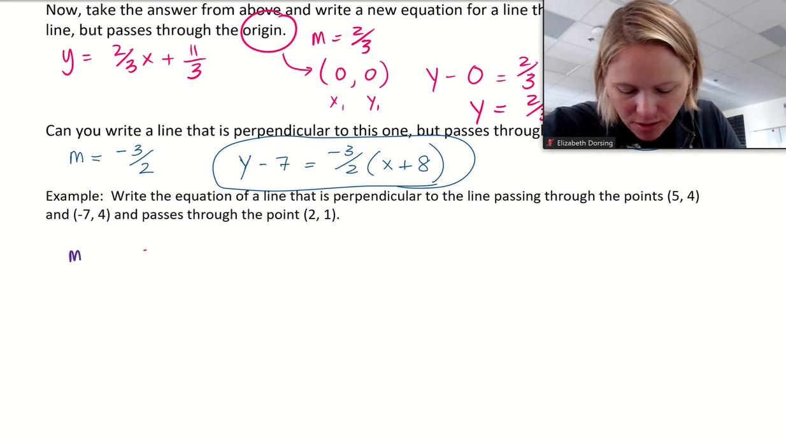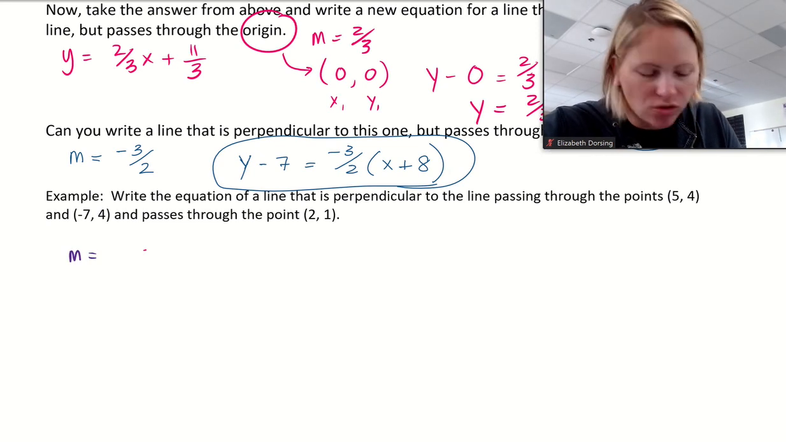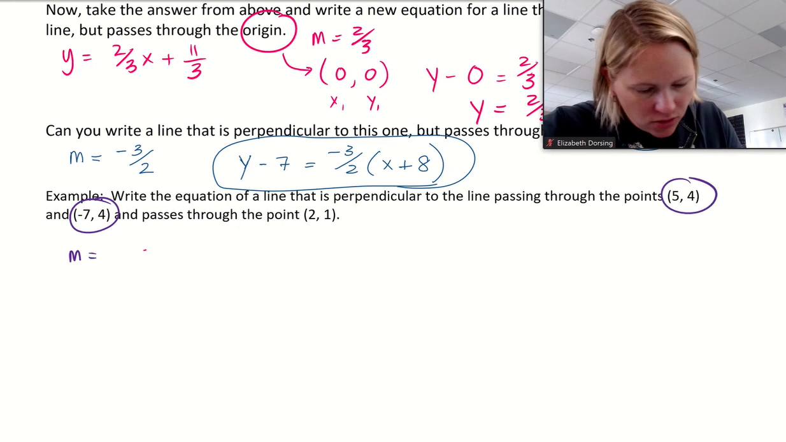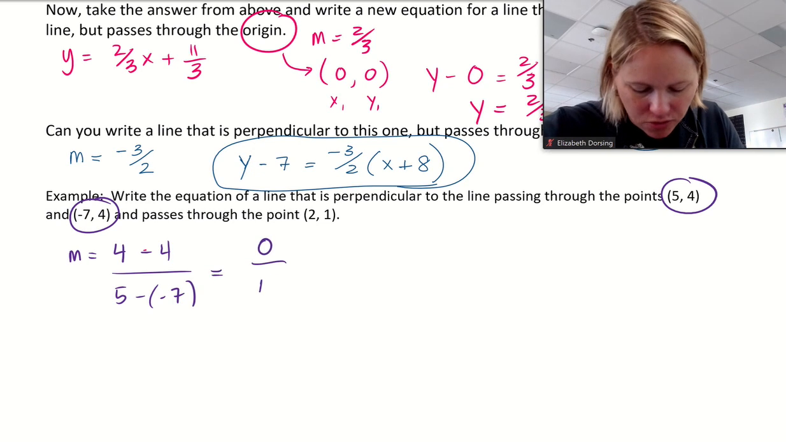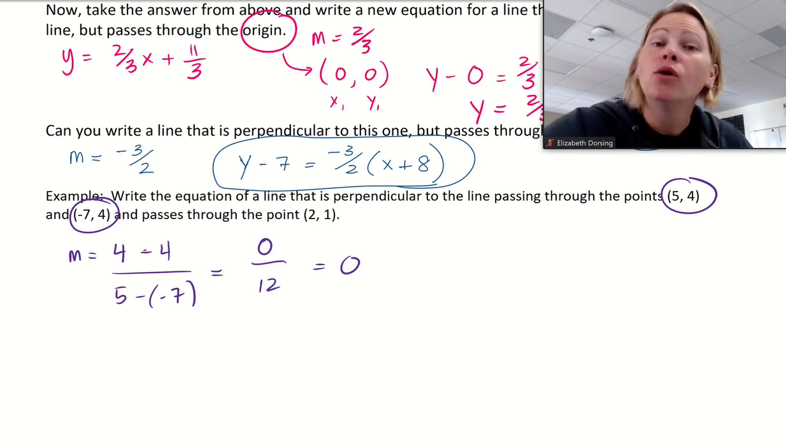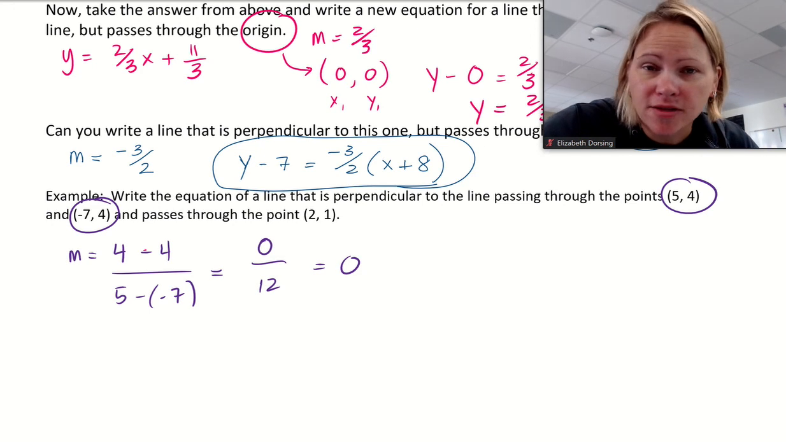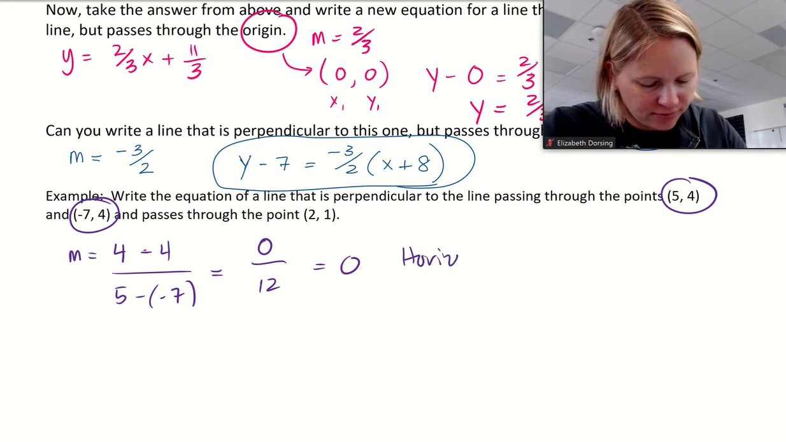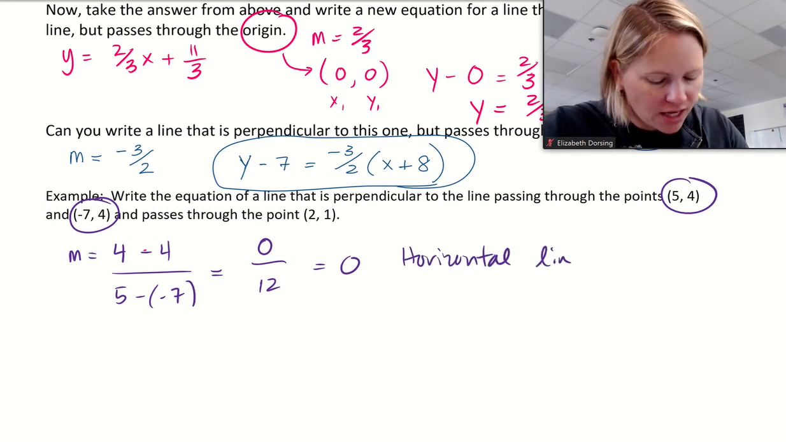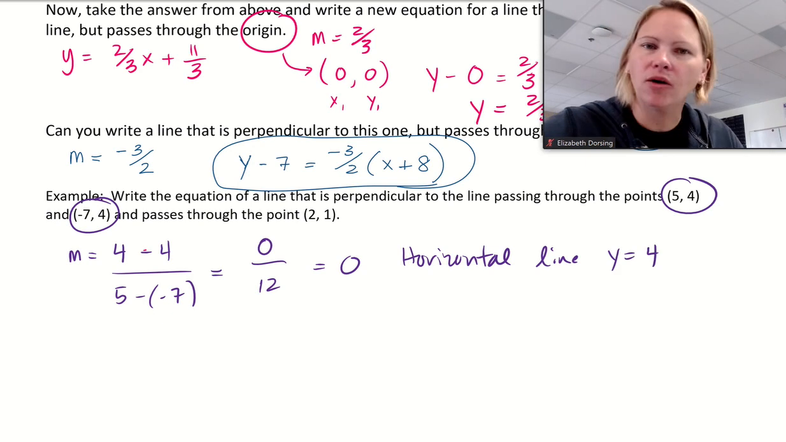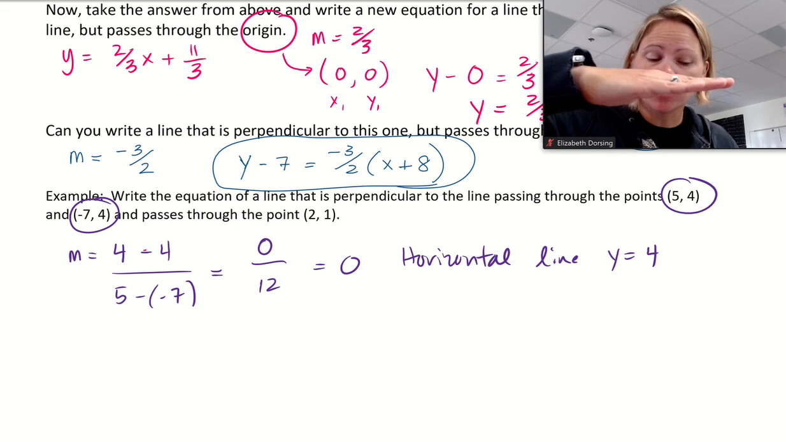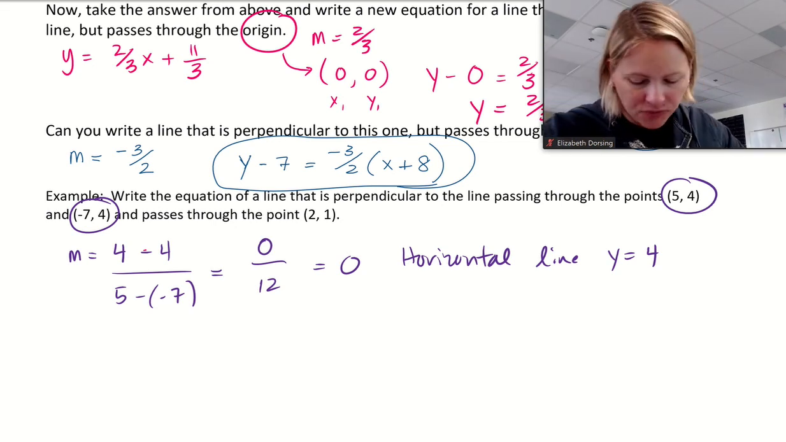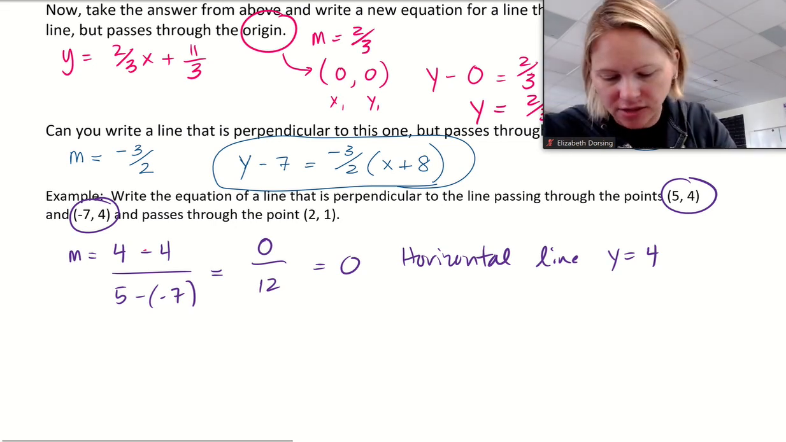So first things first, I'm going to find the slope of the line passing through the two given points. 4 minus 4 over 5 minus -7. 0 over 12. Ooh, this slope is 0. Oh, that means this line must be a horizontal line, and it has the equation y equals 4. Well, what kind of a line is perpendicular to a horizontal line? A vertical line. So my answer needs to be a vertical line.